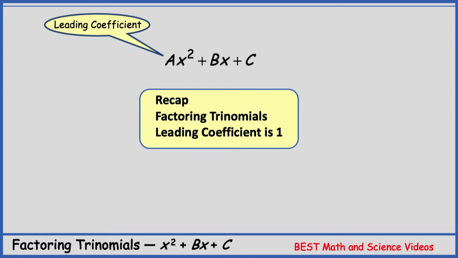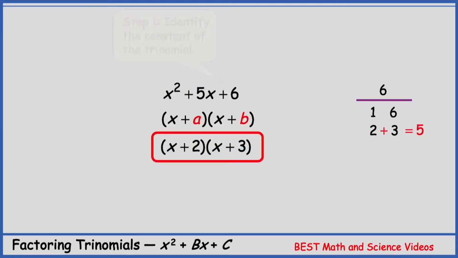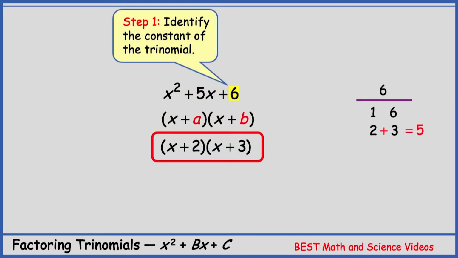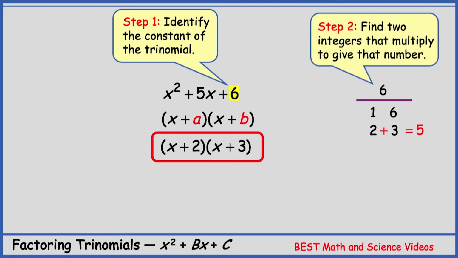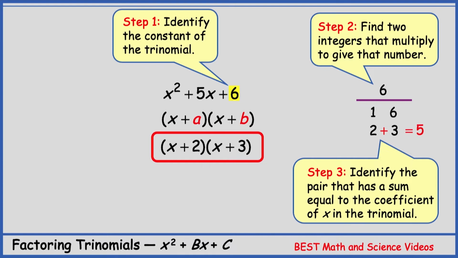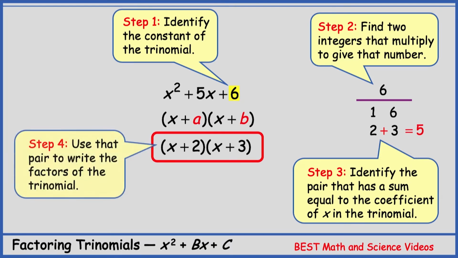Let's recap what we've done so far. We're factoring trinomials in which the leading coefficient is 1. Step 1 is to identify the constant of the trinomial. Step 2 is to find two integers that multiply to give that number. Step 3 is to identify the pair that has a sum equal to the coefficient of x in the trinomial. And step 4 is to use that pair to write the factors of the trinomial. Let's apply these 4 steps to solve another problem.